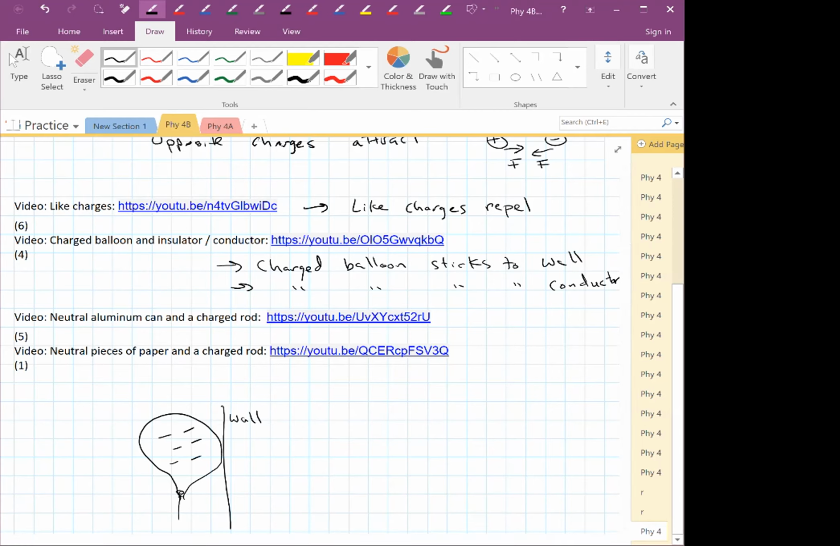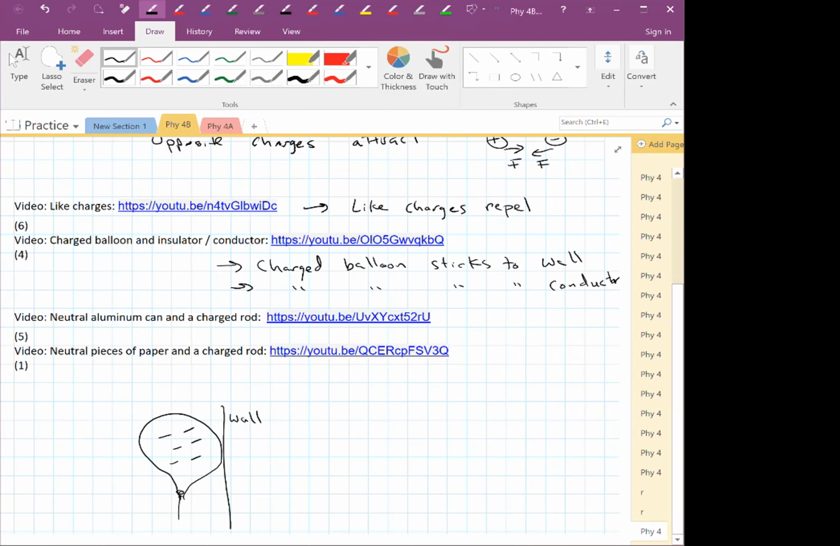So a wall is an electrical insulator. The charges can't move around. That's the definition of an insulator. Those electrons are tied to the atom that they're surrounding. They can't move around from atom to atom in the substance, in the material. In a conductor, the electrons are not held to each atom. They're not tied to the atom. They're free to move around from atom to atom.